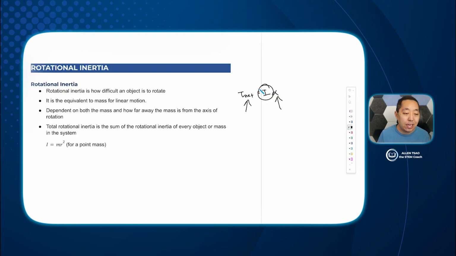The way you want to think of it is, the rotational inertia is how difficult it is to cause it to rotate. That is to say, the harder it is to rotate, the larger the rotational inertia. So it's the equivalent of mass for linear motion, right? If I do F net equals ma, we're kind of matching the rotational inertia to mass.